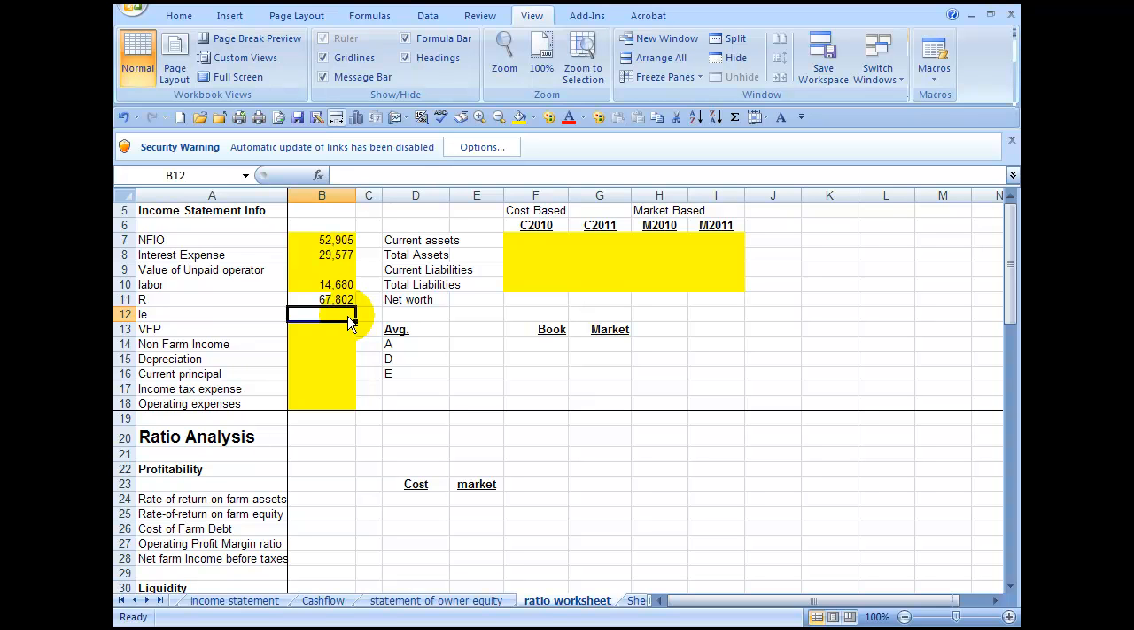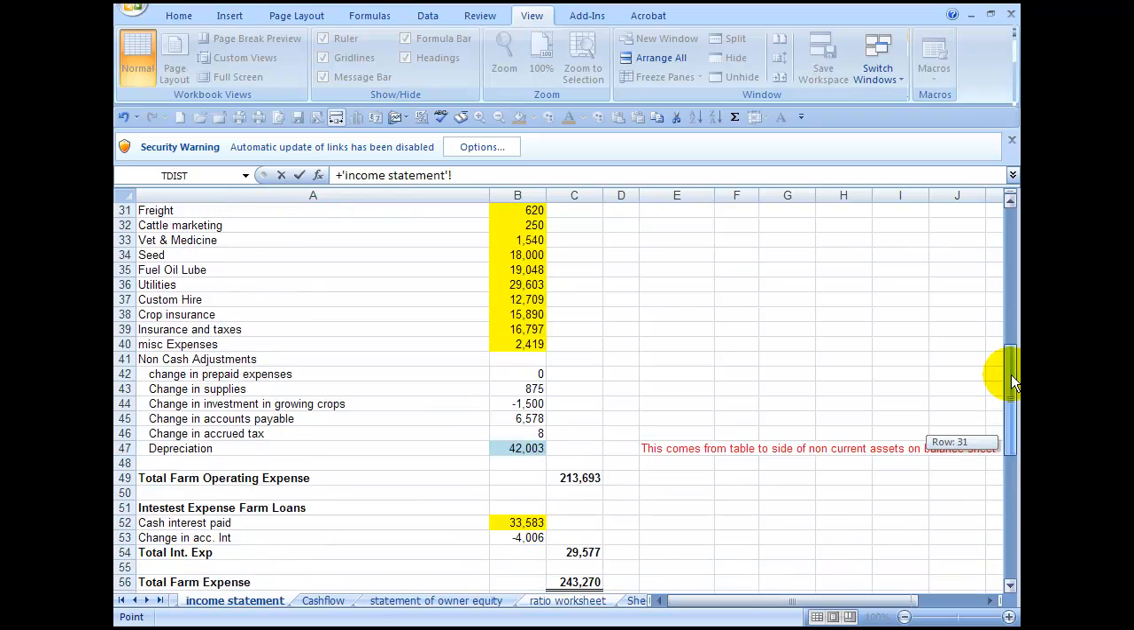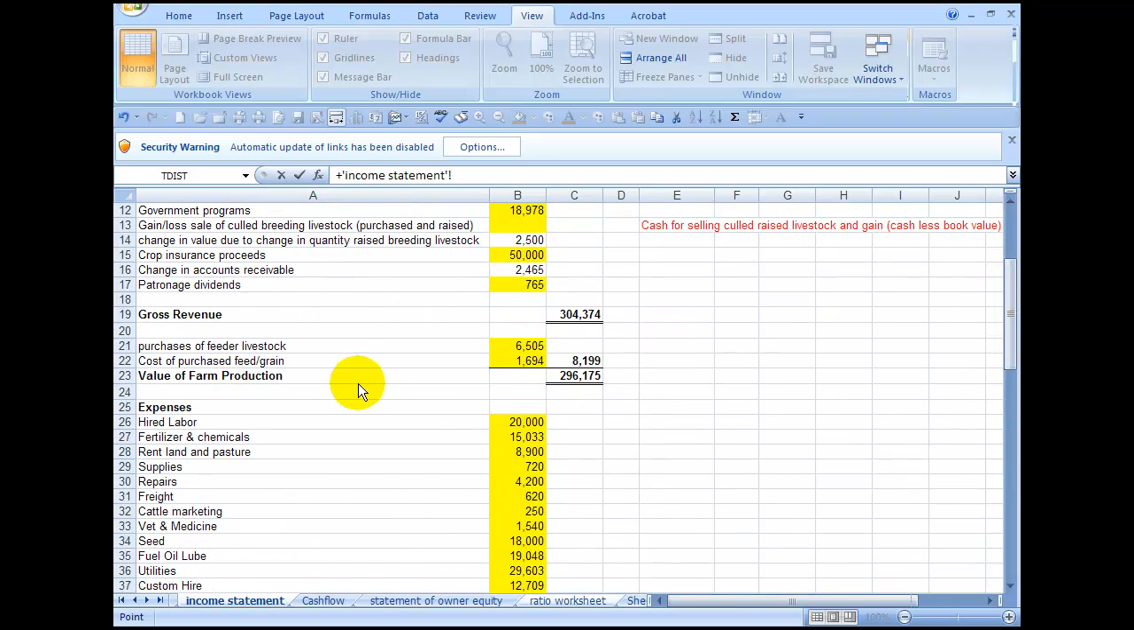IE is return on equity in dollars. That's the one way to think about it. It's the net farm income from operations minus the unpaid operator labor. Value of farm production is off of our income statement. Up next to revenue, value of farm production.